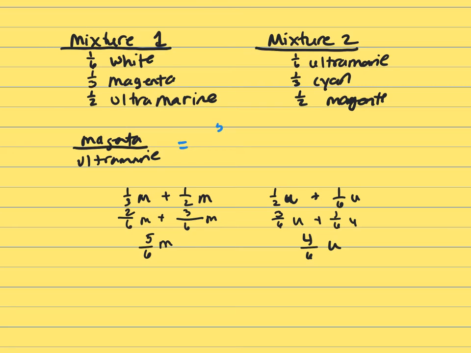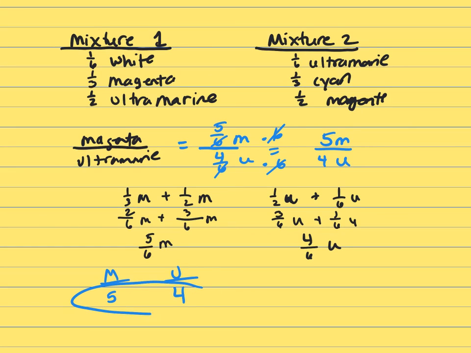So magenta is 5/6 over 4/6. You want to leave your M in there and U in there if you want to. That's a complex fraction. Multiply top by 6 and bottom by 6. Those 6's cancel. And you're left with 5M over 4U. So we want 5 for M. Is that why it's time? Yeah. And U, we want 4. So there's your 2 selections.